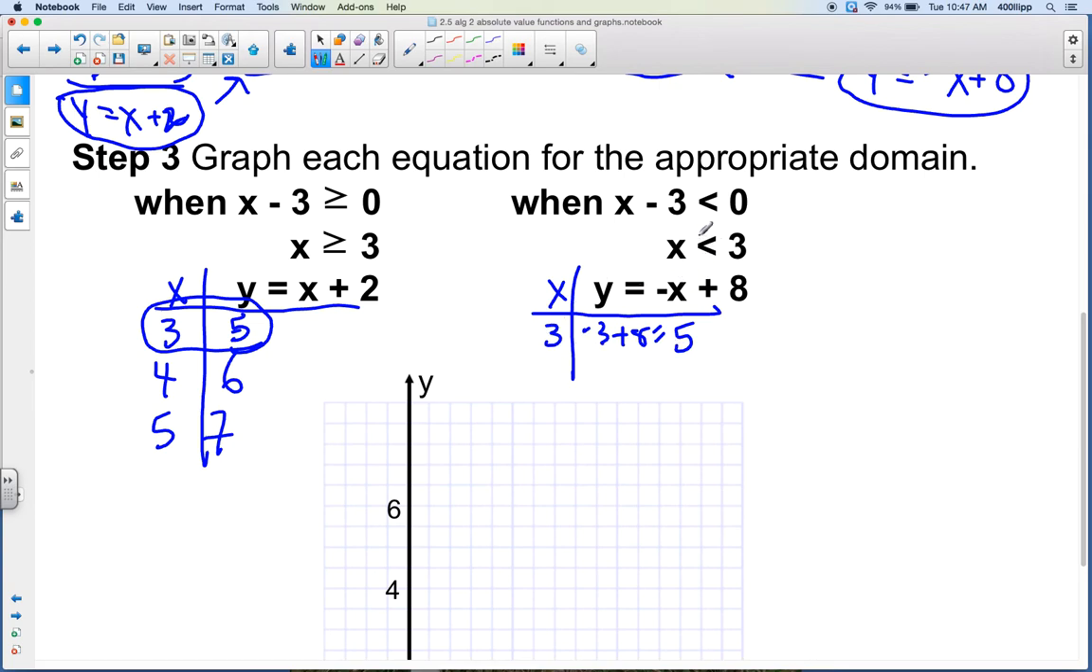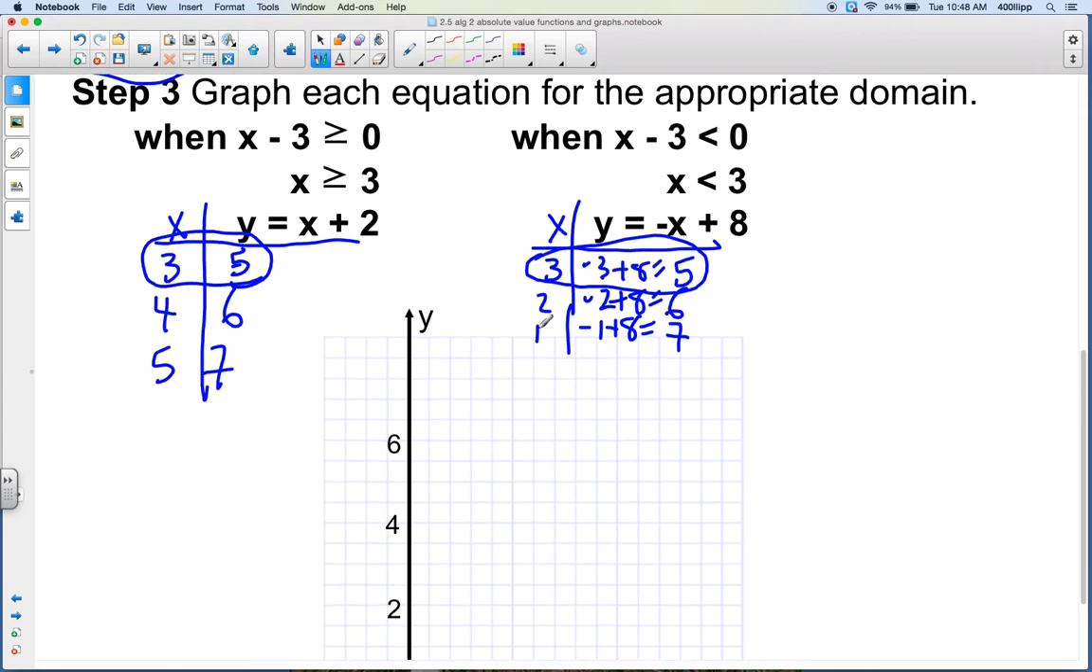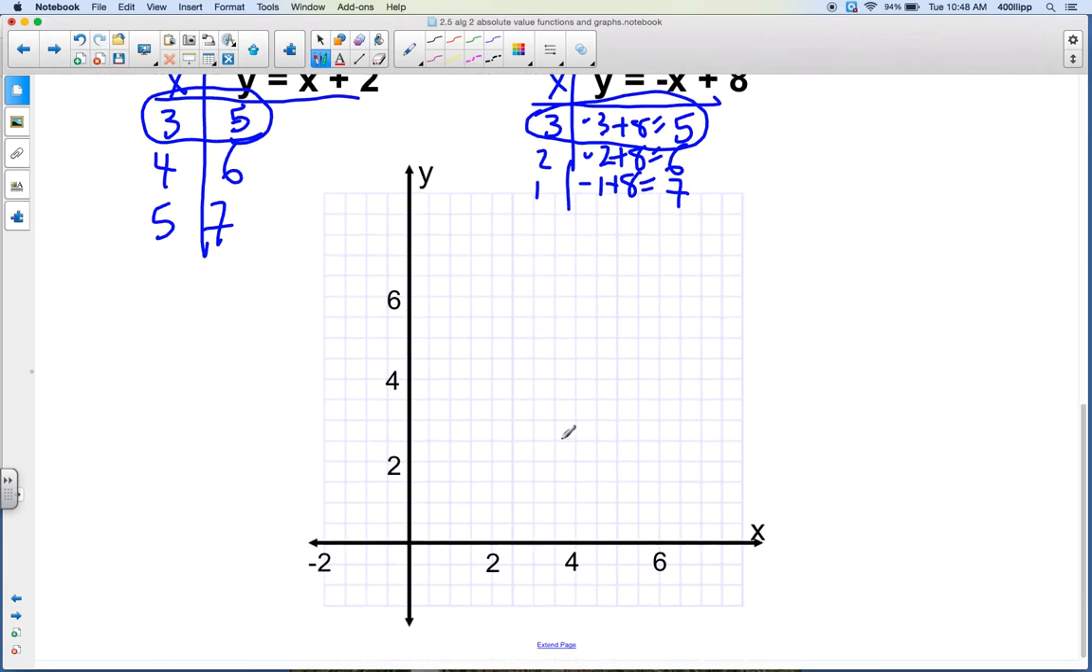Okay, now plugging in values that are less than 3. So like 2, if I plug in 2, negative 2 plus 8, or 8 minus 2 is 6. Plugging in a 1, negative 1 plus 8, 8 minus 1 is 7. And so on. So this point, the 3, 5 is actually where they intersect.